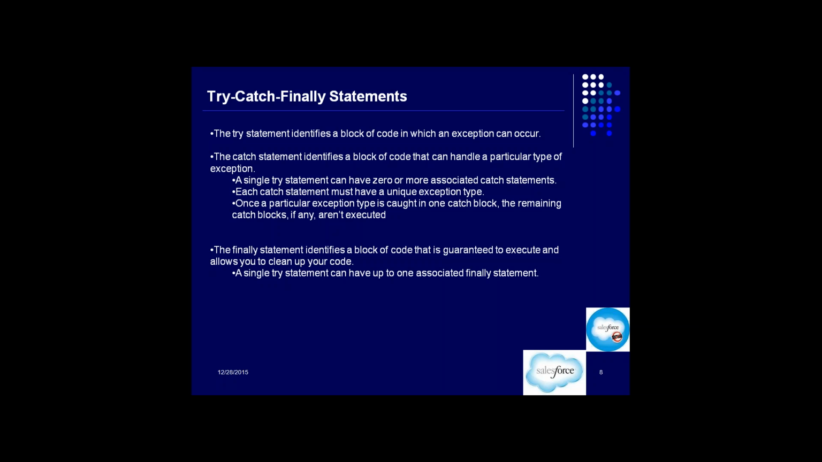This is usually used for fixing up the changes that you have made with your try and catch. For example, let's say you're trying to execute a code. In that code, you update all the accounts, and after that, update all the opportunities. So all the accounts got updated. Now, the moment you tried updating opportunity, there was an error.